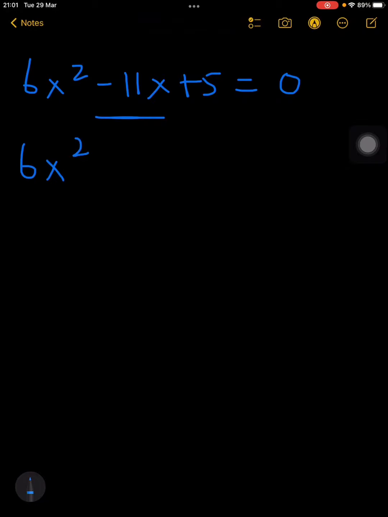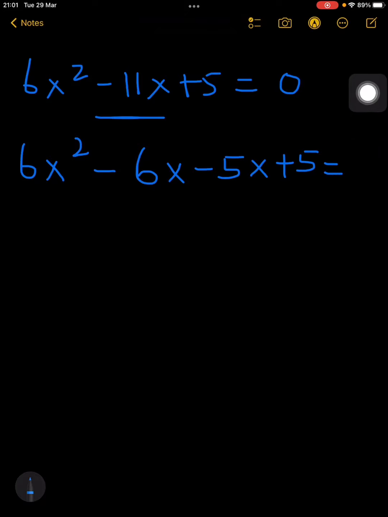And therefore, this is 6x squared minus 11x plus 5 is equals to 0. So we found out that the two values are negative 6 and negative 5, and they are going to replace the negative 11x. So here we will have 6x squared minus 6x minus 5x plus 5 is equals to 0.